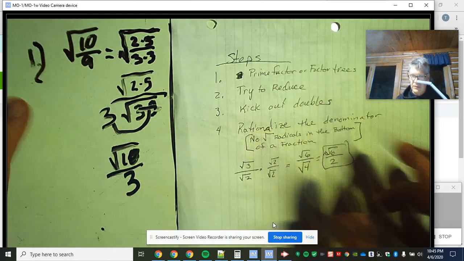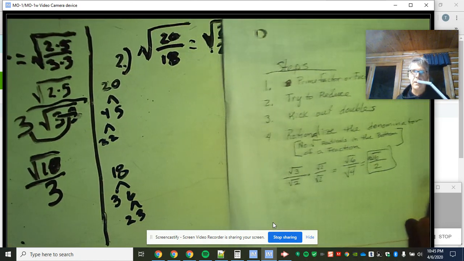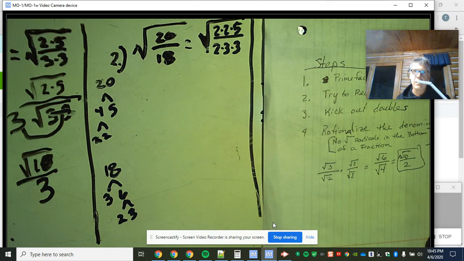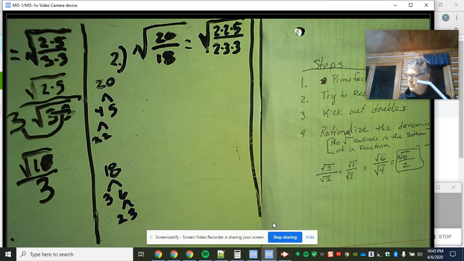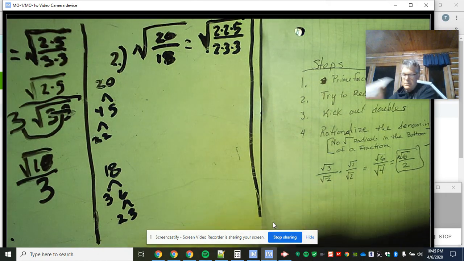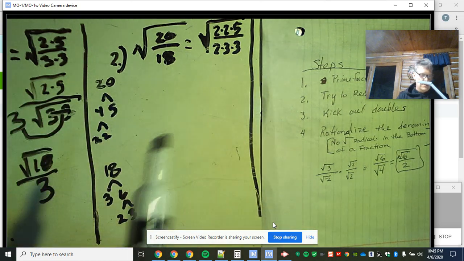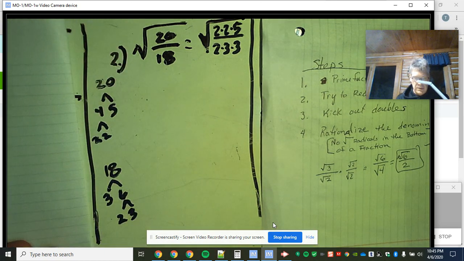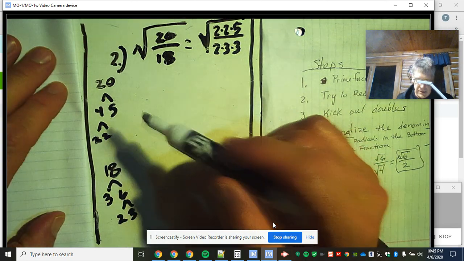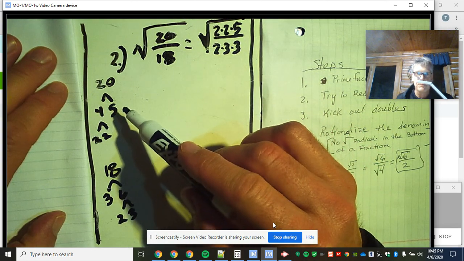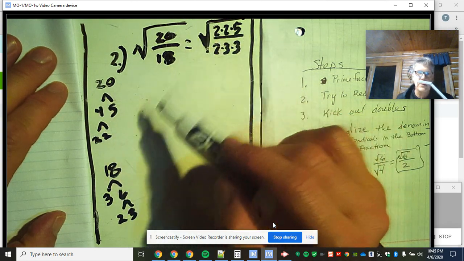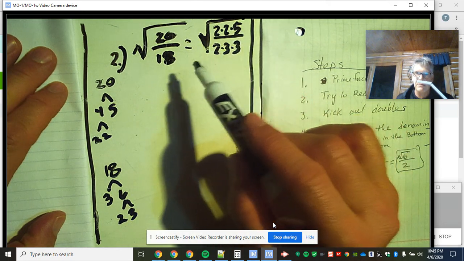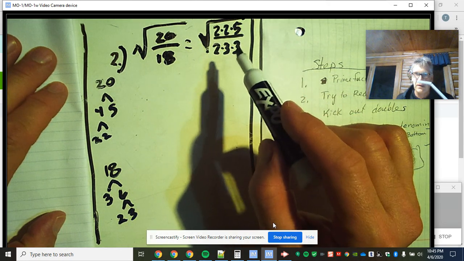But try to follow through these steps here. All right, problem number 2. For the next problem, I already did the prime factorization. So I broke 20 down into 2 times 2 times 5, and 18 is 2 times 3 times 3.